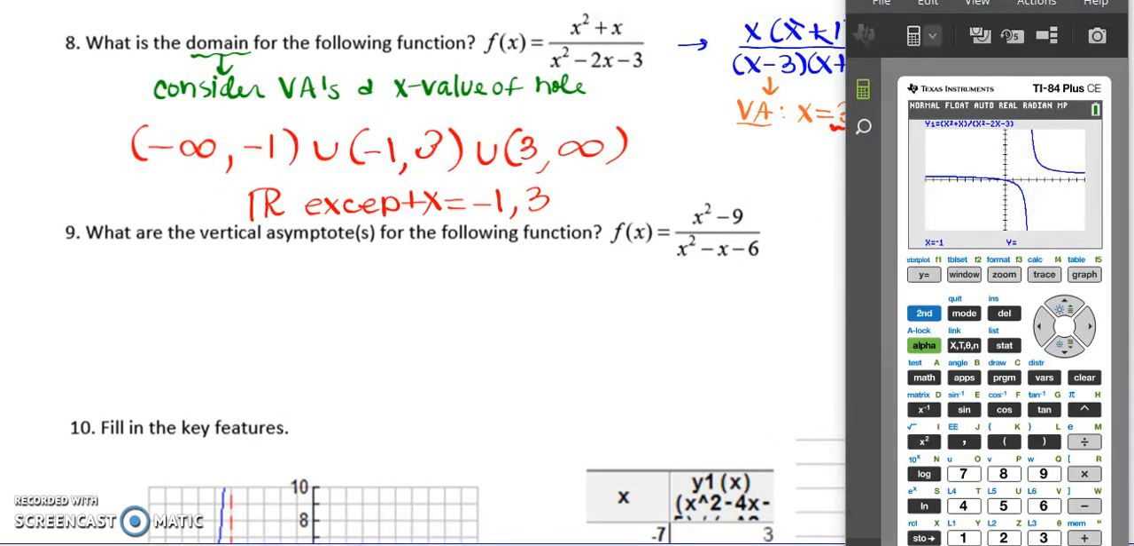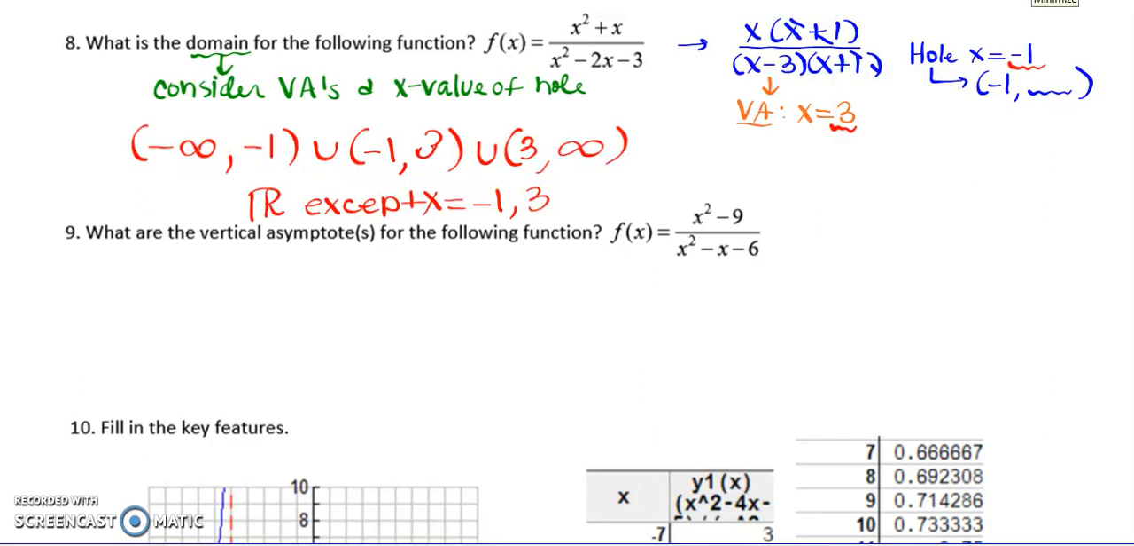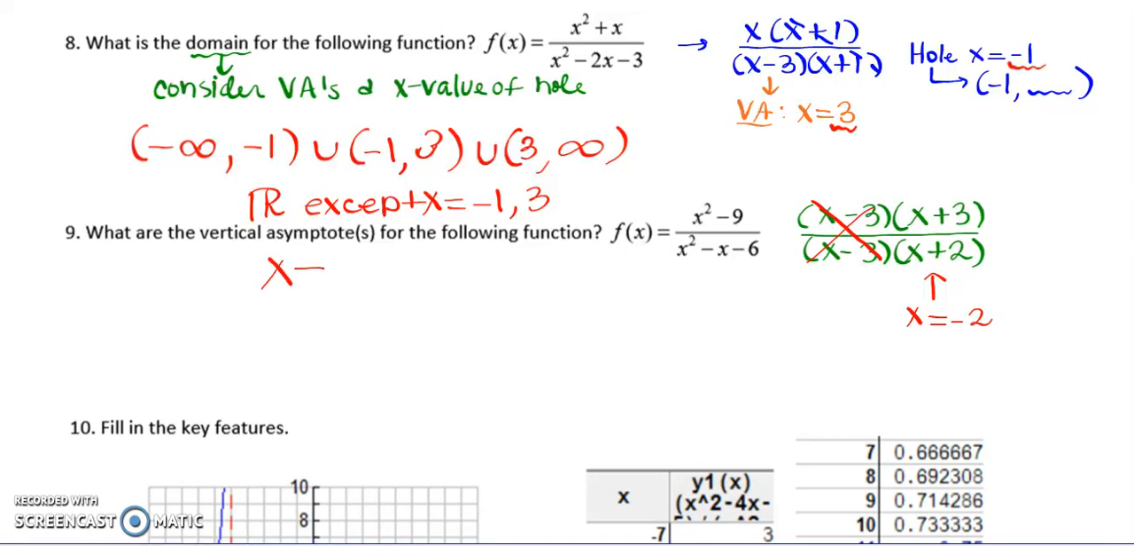So number 9, we don't need our calculator for this, so don't waste your time. What are the vertical asymptotes? Alright, so we are looking with our vertical asymptotes in the denominator, but we're looking at the factors that don't cancel, that are left after we cancel. So check this out. I factored both of these. This x minus 3 cancels. What's left? x equals -2. You do not include the factor that cancels. So my only vertical asymptote is x equals -2.